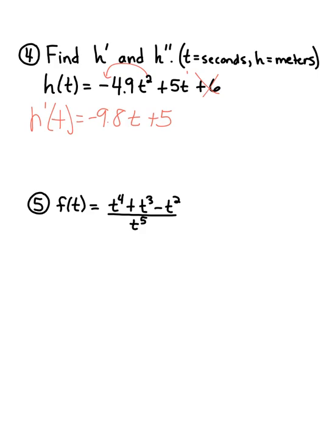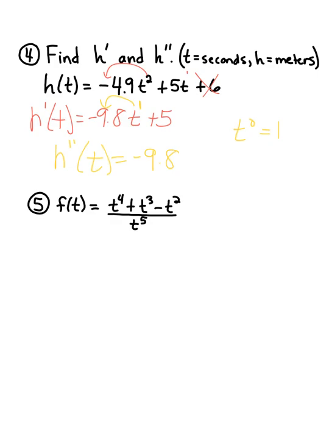So therefore, to find the second derivative, we would just apply the power rule to the first derivative. So t to the first power, that becomes the multiplier, negative 9.8. And then 1 minus 1 is 0, and we know that t to the 0 power is just 1. So this is our second derivative. And you should see 9.8 as acceleration due to gravity.